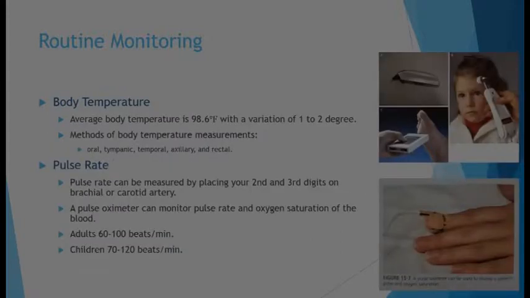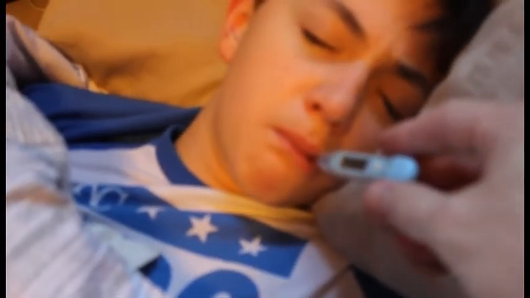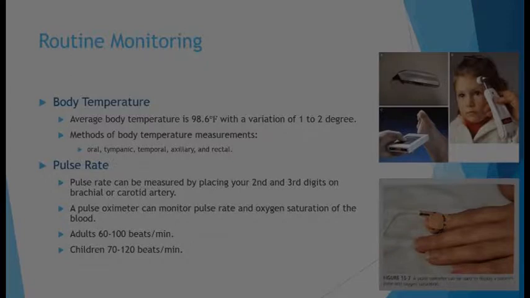Average body temperature is 98.6 degrees Fahrenheit with a variation of 1 to 2 degrees. Methods of body temperature measurement are oral, tympanic, temporal, axillary, and rectal. Pulse rate can be measured by placing your second and third digits on the brachial or carotid artery. A pulse oximeter can monitor pulse rate and oxygen saturation of the blood. Adults are 60 to 100 beats per minute, and children are 70 to 120 beats per minute.